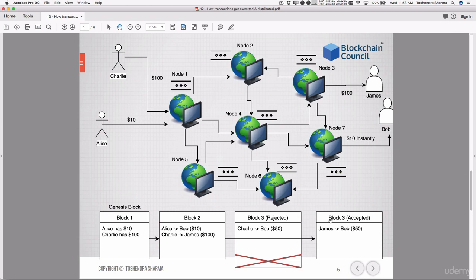Remember, the key component in all blockchains are the miners, who are actually adding the block by verifying the transactions at each and every individual level. That's the key.